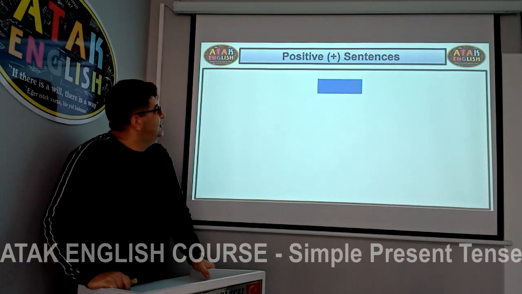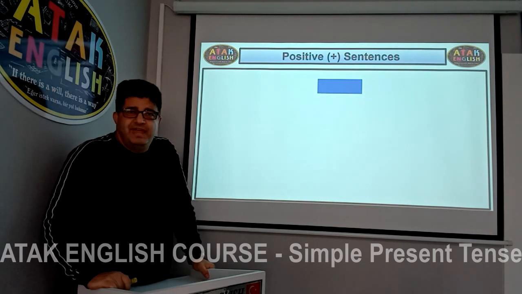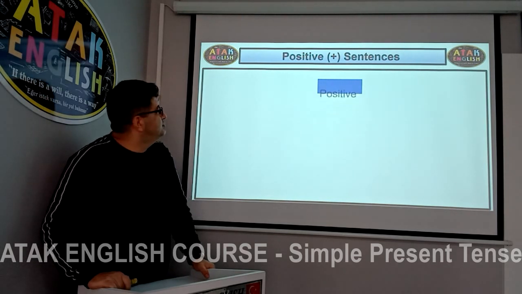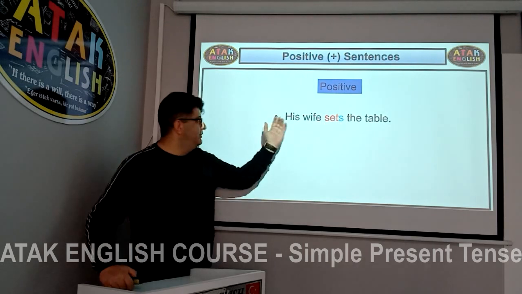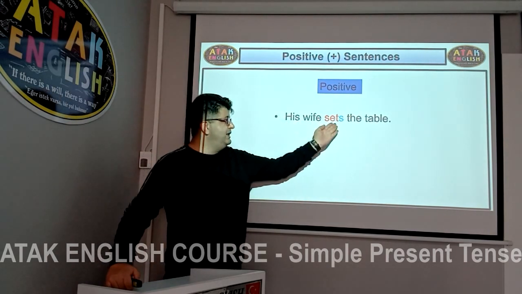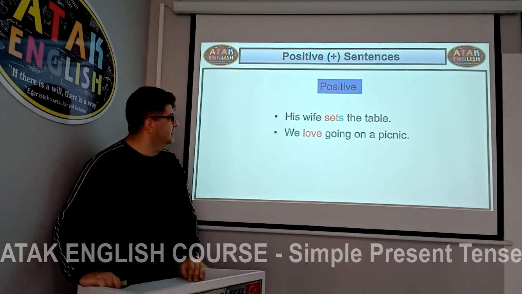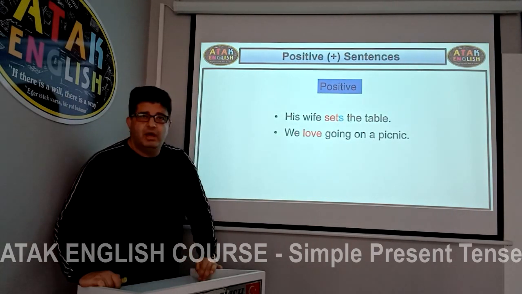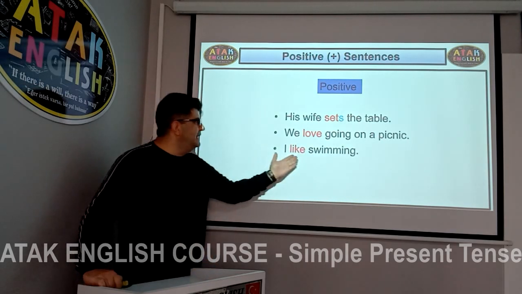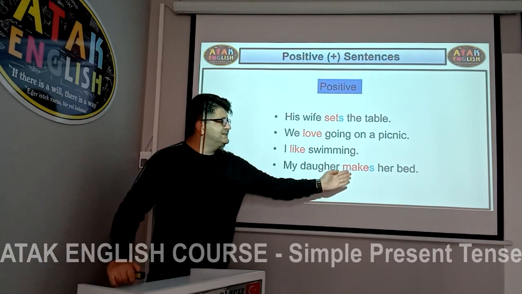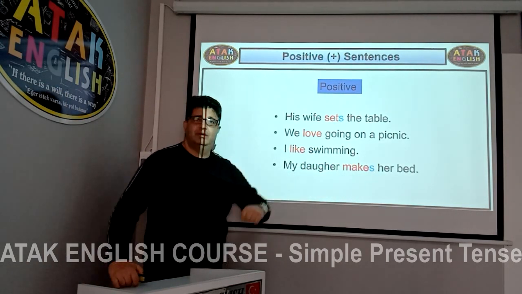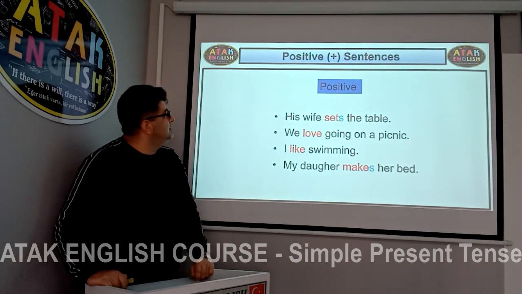Okay, let's see the affirmative, negative, and question forms of the sentences made in simple present. Let's start with positive, affirmative forms. His wife sets the table. See, third person singular, and verb plus S. Another example, we love going on a picnic. I like swimming. Okay? My daughter makes her bed. She makes her bed. These are the positive forms.